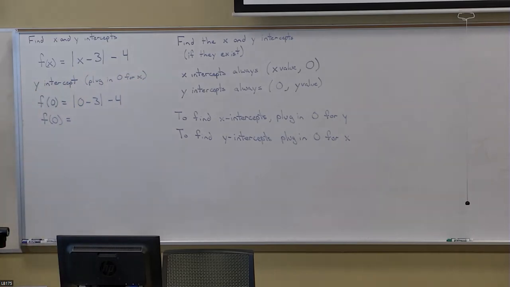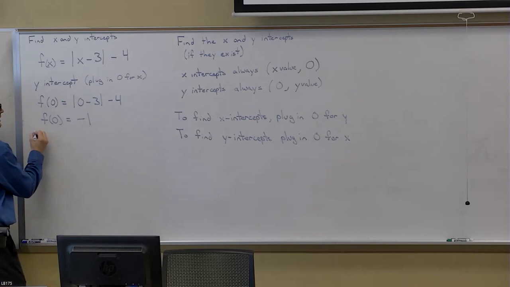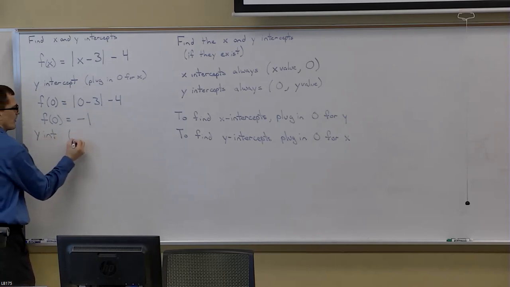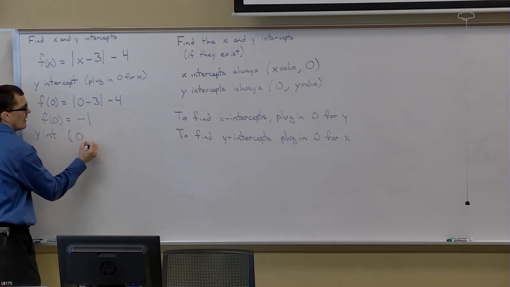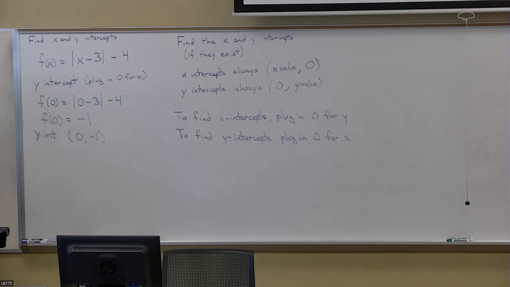Absolute value of 0 minus 3 is a 3. Minus 4 gives me a negative 1. Now the y-intercept, therefore, is the point (0, -1).